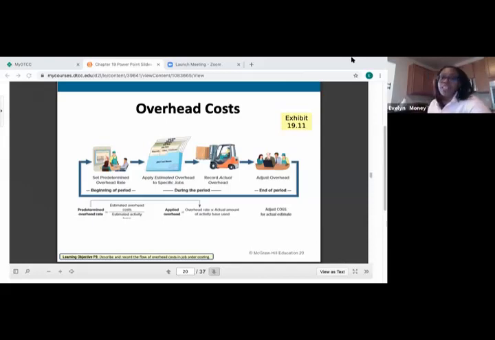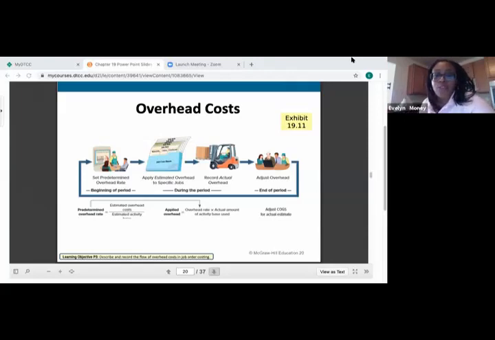All right, so in terms of overhead, again, overhead does not come in uniformly throughout the year. So what does that really mean? I could finish a job in January, but the tax bill may not come in until July. Am I going to wait to bill my customer for that job until I get the tax bill so I can know the correct amount to include in my client's bill?